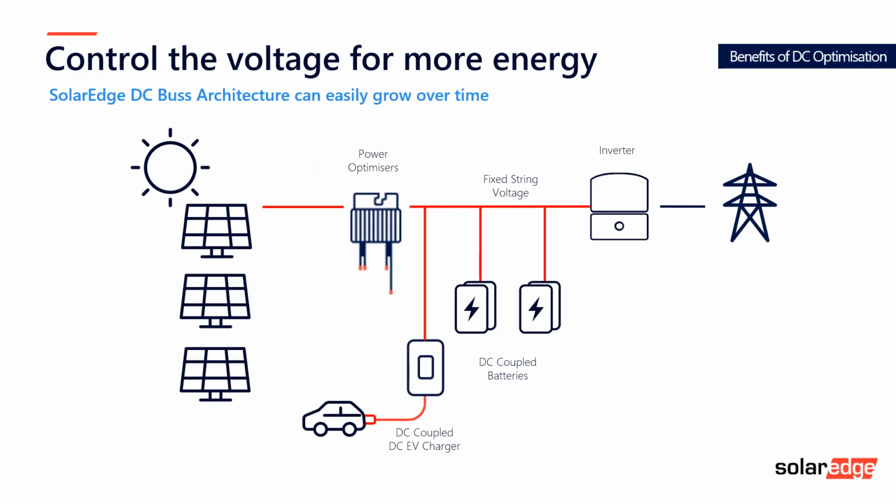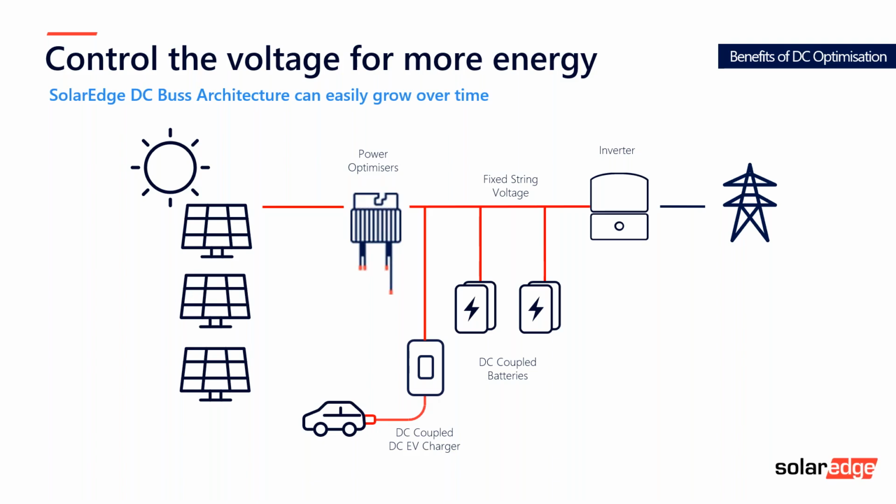I guess the other key principle or operating advantage that we have is, because we do run at a fixed voltage of about 380 to 400 volts for residential, the inverter, our DC coupled batteries, and soon our DC coupled car chargers all run off a common DC bus. And it drives a few things. So firstly, it allows ease of expansion.